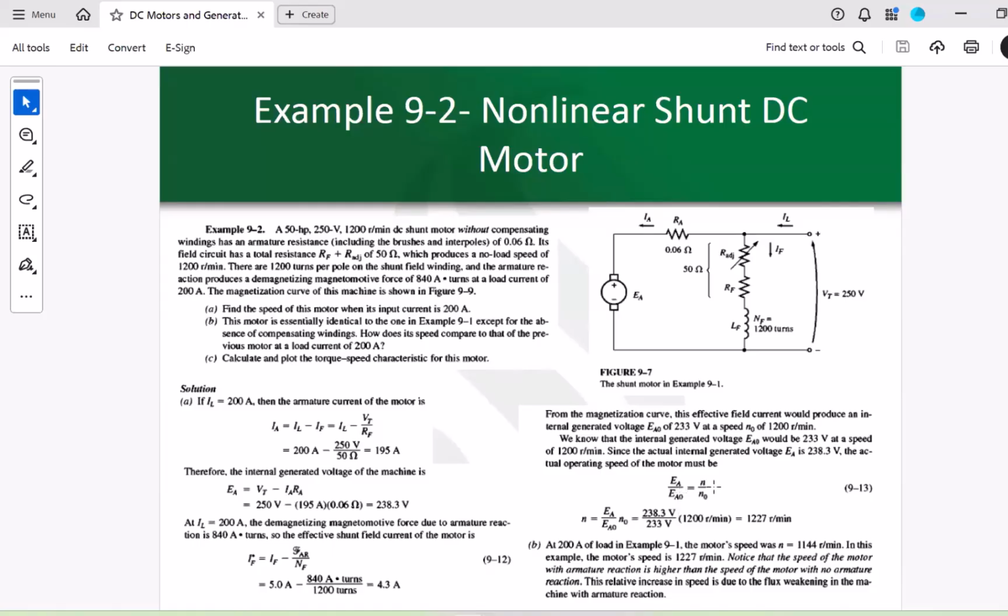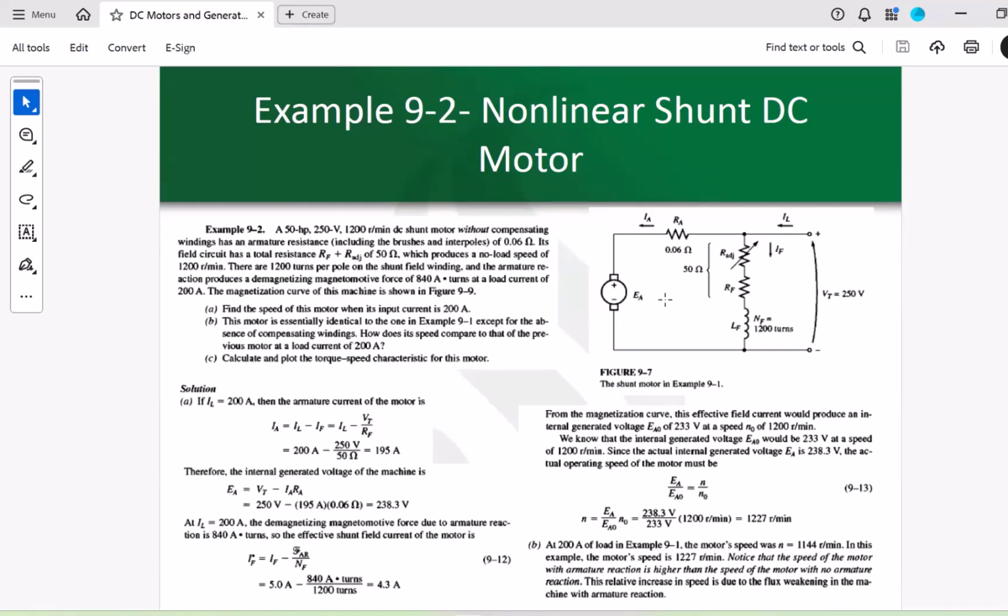EA over EA0 would be N over N0. So N is what we're trying to reach, and N0 is 1200. EA0 would be our 233, which we got from the curve, and 238.3 is the one that we calculated under this particular loading condition, which gives us 1227 RPM as the speed of the machine. So this is the solution of part A.